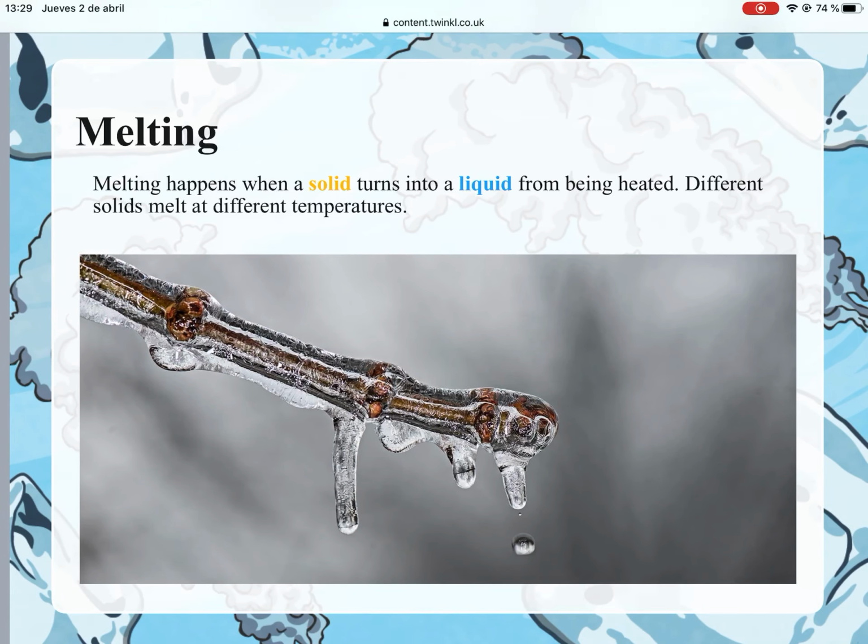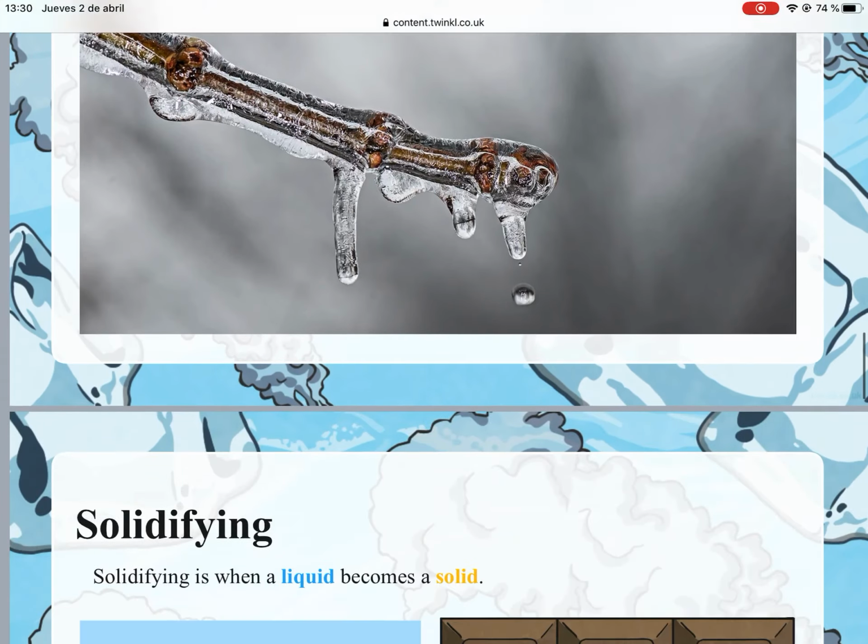Melting. So if we take that ice out of the freezer and we put it outside in a cup, eventually that ice will melt. If it's very, very hot, then the ice will melt much faster than if it's cold. Look at the picture. You can see a branch covered in ice. It's most probably been snowing. And you can see that the sun is shining on it, so it's starting to melt. So melting happens when a solid turns into a liquid from being heated. Different solids melt at different temperatures.